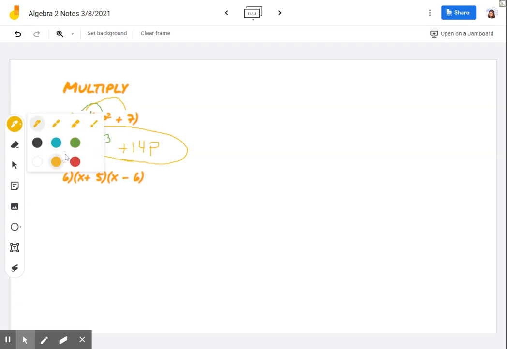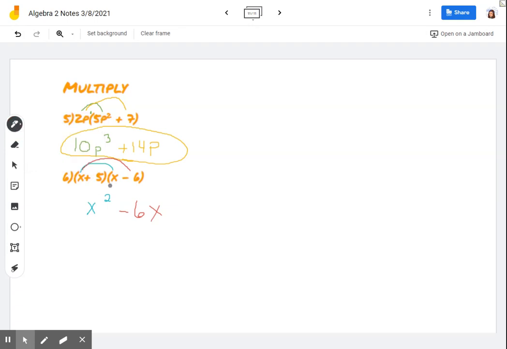Next one, we've done this a million times now, it seems like, right? We FOIL. So it's the same concept. We're multiplying a binomial by a binomial. So we're going to distribute both terms in the first parenthesis to both terms in the second parenthesis. So x times x is x squared. X times negative 6 is negative 6x.